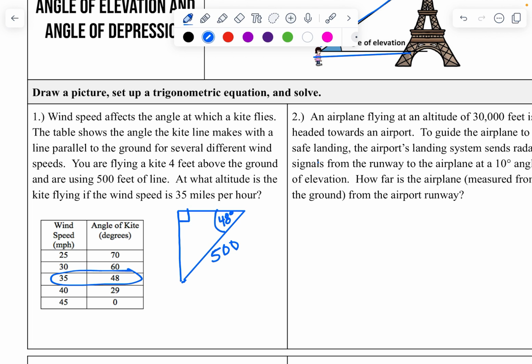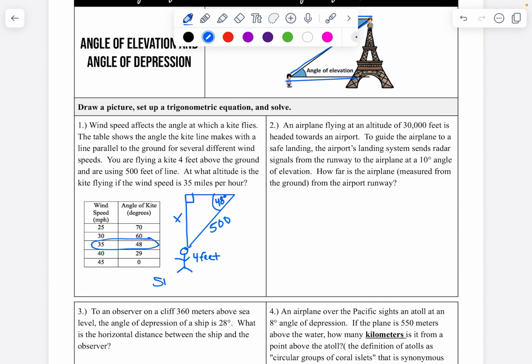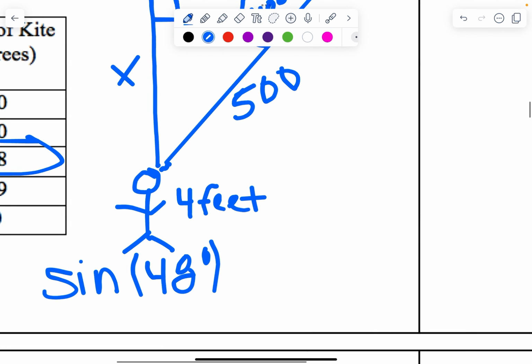And then we also have to take into account we are standing at 4 feet. So eventually we're going to have to add on 4 feet. But we need to know, what is this? How high is it from our 4 feet up to where the kite is? So we could use sine, since we're looking for the opposite side and we have the hypotenuse. So we'll set up our trig ratio. The sine of 48 degrees will equal x over 500.